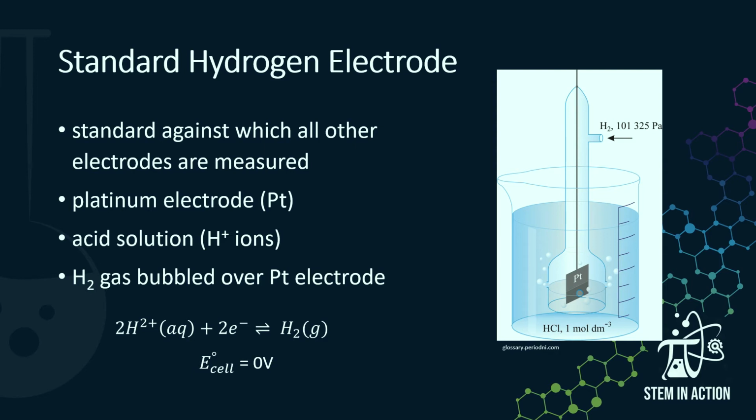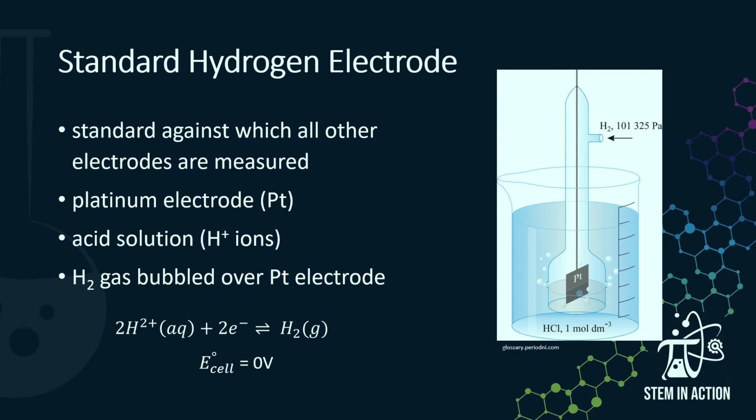So let's consider the standard hydrogen electrode. It is a standard against which all other electrodes are measured. And it contains, as you can see in the diagram, a platinum electrode in an acidic solution. So that means H+ ions are present. And hydrogen gas is bubbled over this electrode, and there's your equilibrium reaction.